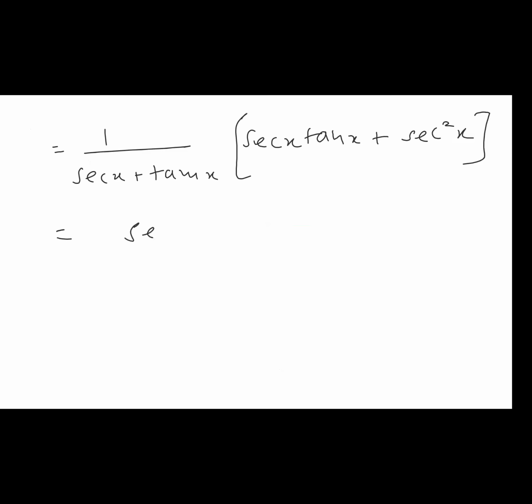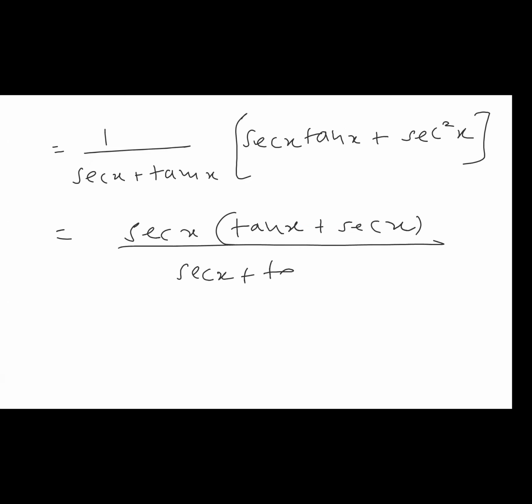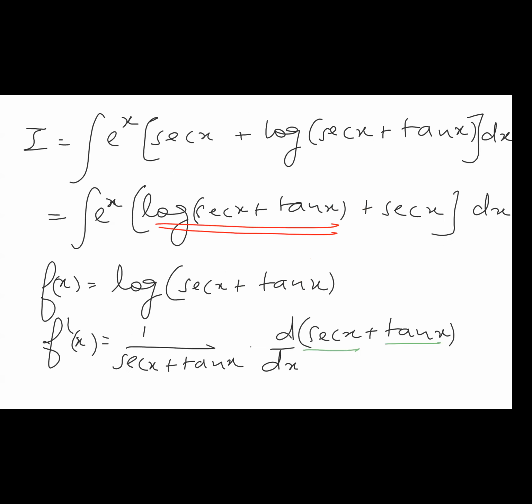So let's take sec x common in the numerator. So it will be tan x plus sec x within the bracket upon sec x plus tan x. So this and this are getting cancelled. The answer is sec x. So see, we got sec x, and the derivative of log sec x plus tan x is nothing but sec x.